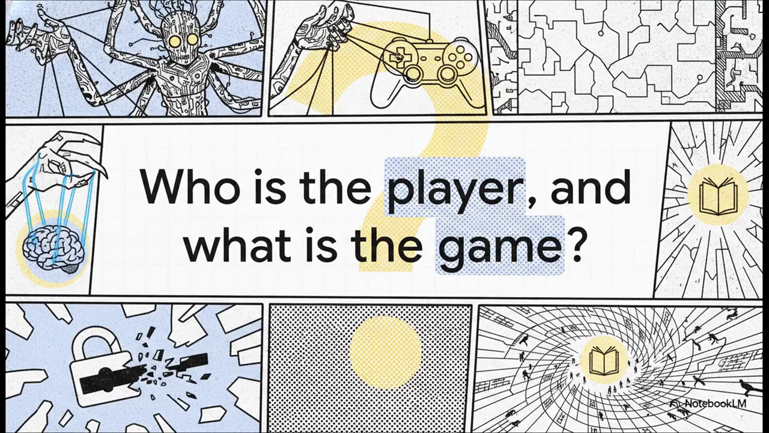Which leaves us with this final, kind of unsettling thought to chew on. If a story can be weaponized to break the rules of our own digital reality, to bypass the very limitations we build into our systems, then who's actually in control? Who is the player, and what exactly is the game we're all playing? It's a fascinating question. Thanks for watching.